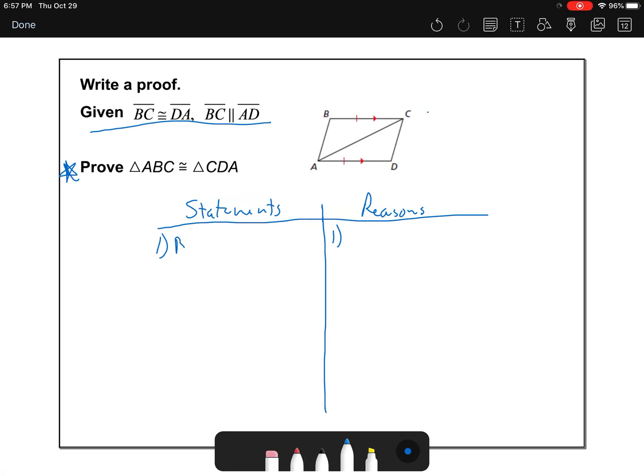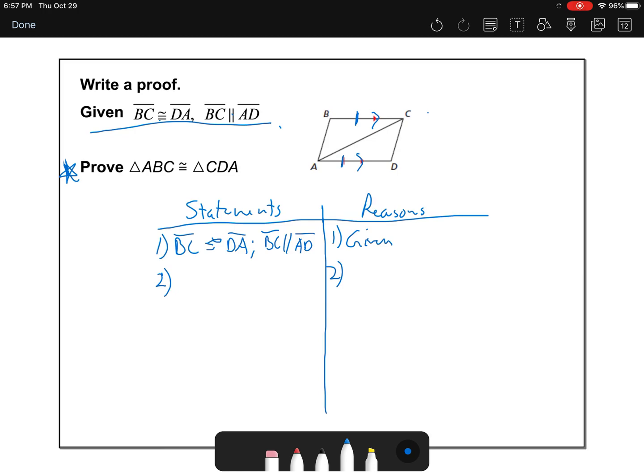Okay, the first thing you always write down are the givens. That is always the first thing. And I usually write it in one statement. You'll see other teachers that do it in every given statement. If there are 3 things given, you write 3 statements. I do not. I just do it all in one step. Okay, so we know those are given. Well, what is given? We know that BC and AD are congruent. That's given. We know that BC and AD are parallel.